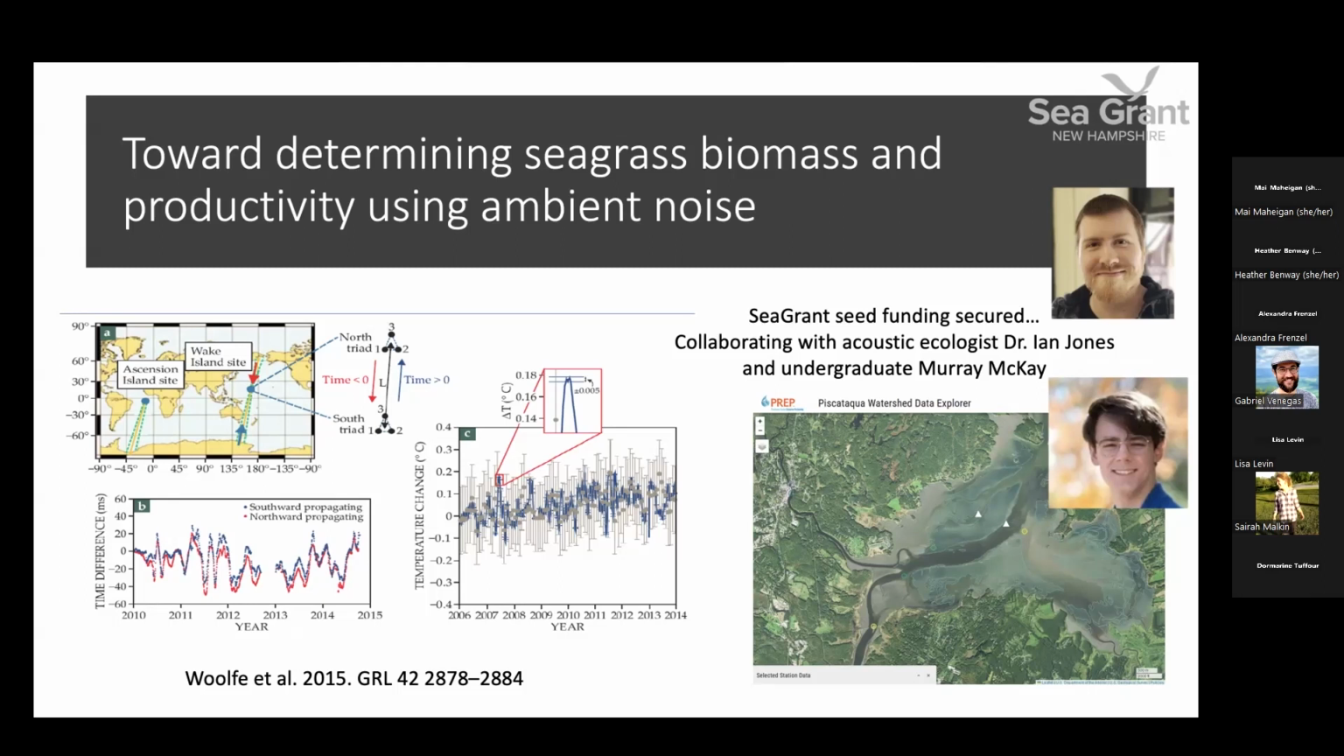So we're trying to do that in a seagrass bed in the Great Bay Estuary in New Hampshire to see if we can do a low cost, low power application to measure seagrass productivity using the oxygen bubbles that come out of the seagrass.